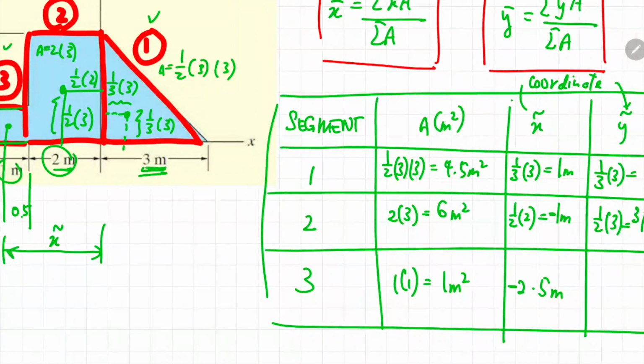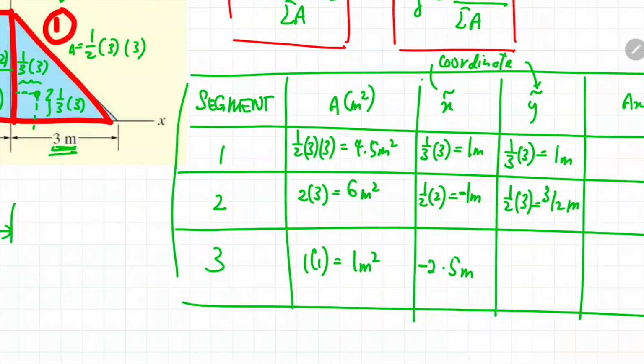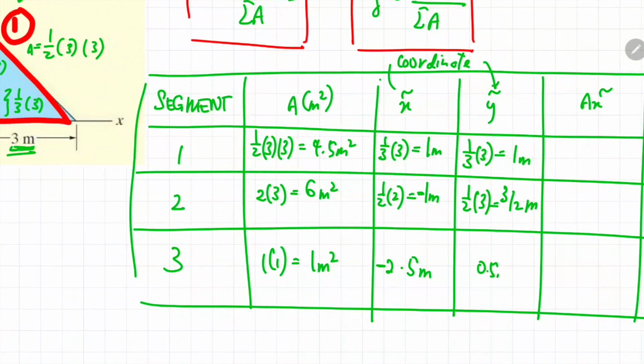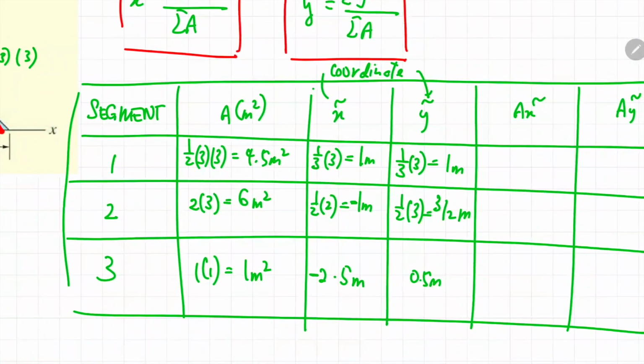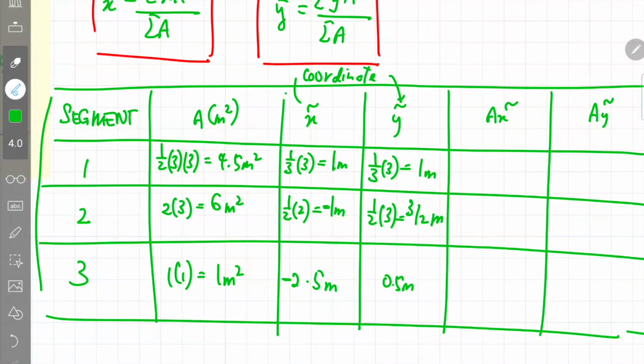Remember, x curve and y curve is coordinate. And then the y curve, which is the coordinate of the centroid along the y direction, will be 0.5 meter as well, exactly in the middle of the height. Now, filling up the information in the fourth column is quite easy. You just multiply the area with the respective coordinates.